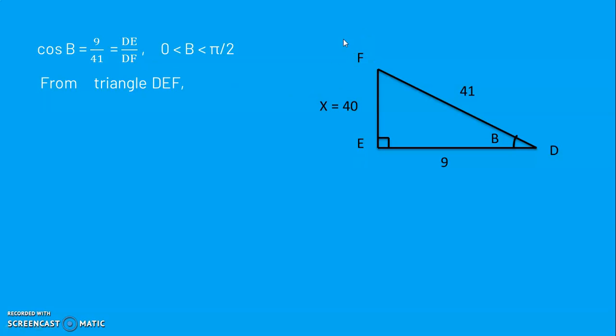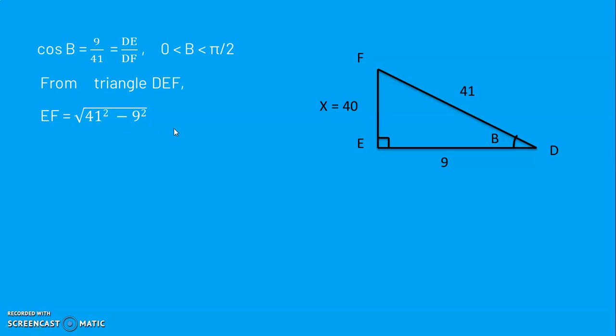So we can find EF easily with the help of the Pythagoras theorem. EF is the square root of DF square minus DE square, that is 41 square minus 9 square. This is a big one, so we can solve it with the help of the formula a square minus b square.